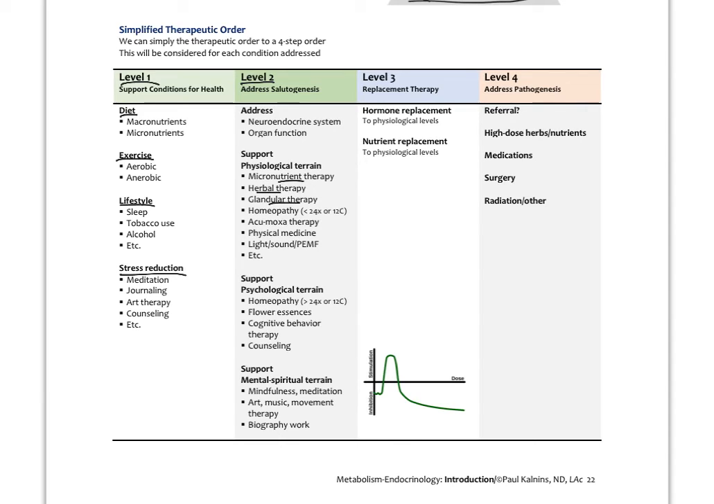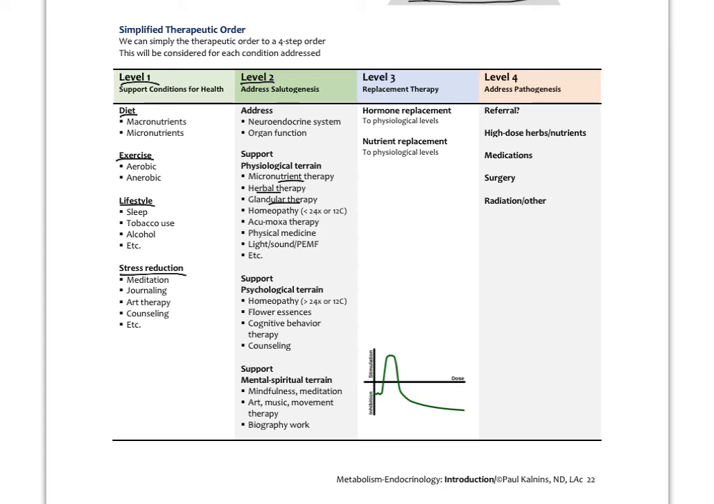But importantly, in glandulars and protomorphogens, there should be no hormones actually in those products. That's going to be different than natural desiccated thyroid, like Armour thyroid, where you take pig thyroid and you keep the thyroid hormones in there, T4 and T3. So that's different than a glandular or protomorphogen.